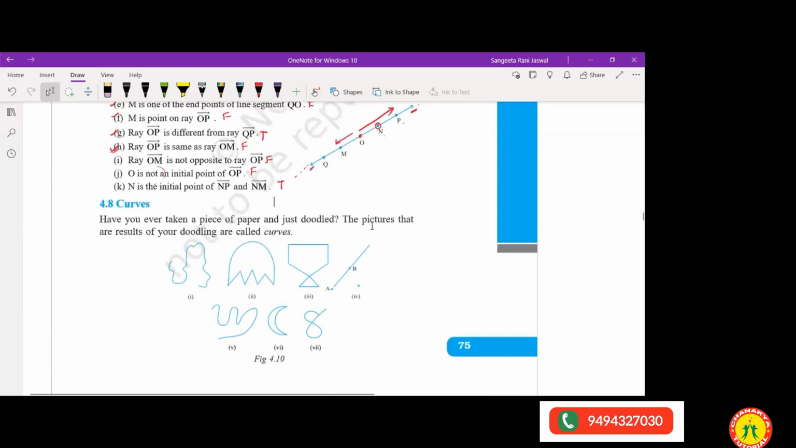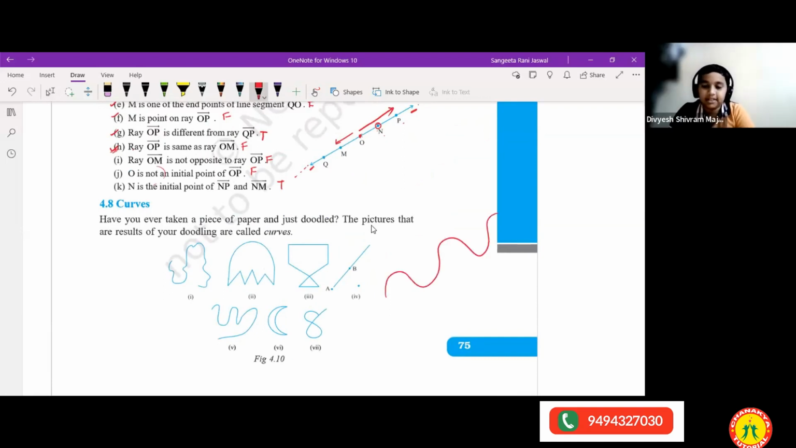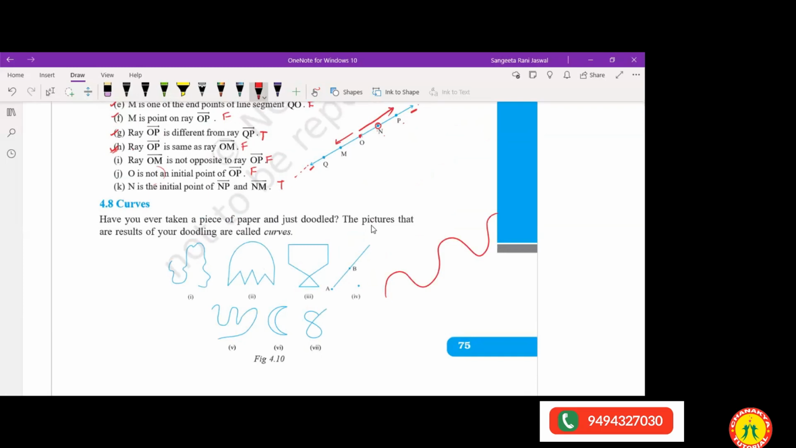Okay, now next is curves. Curves are these kind of freehand curves. Drawing curves that is not made with a line. So curves are like this, whatever freehand. You have seen a small baby, how does he scribble? If you give him a pen and paper, he will just scribble anything. It's all curves.